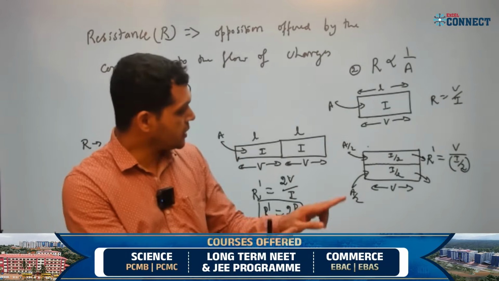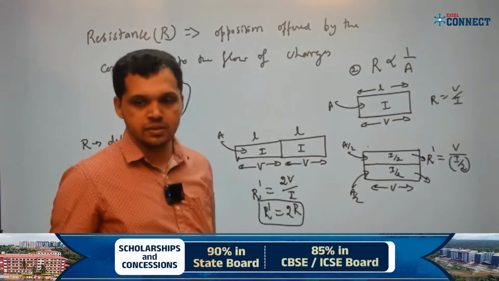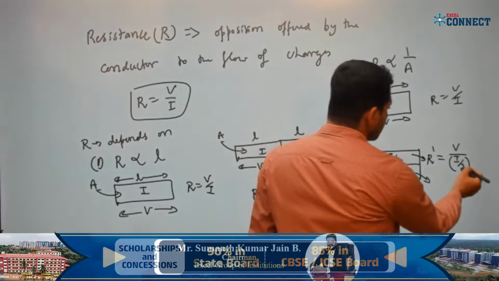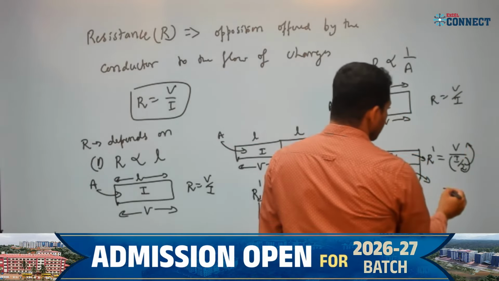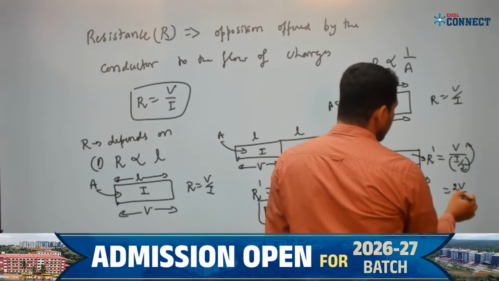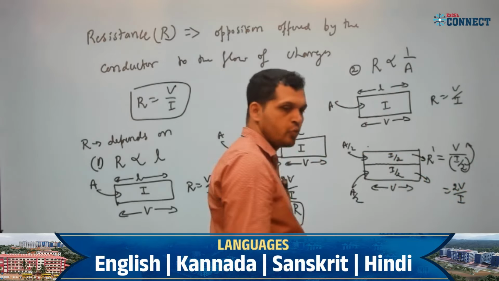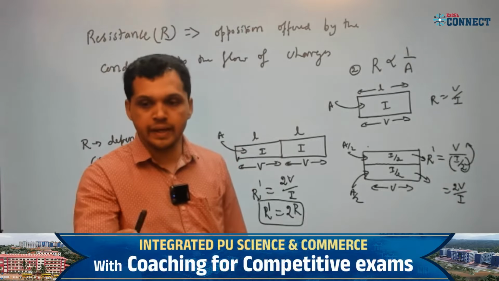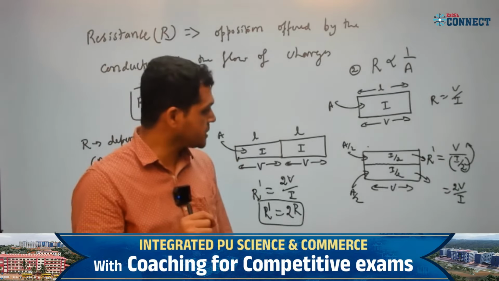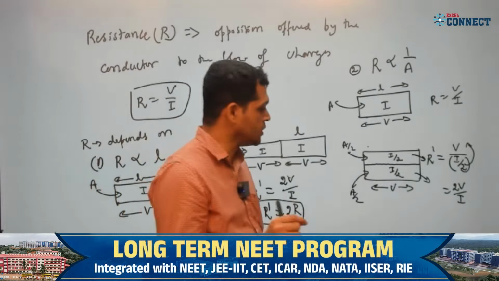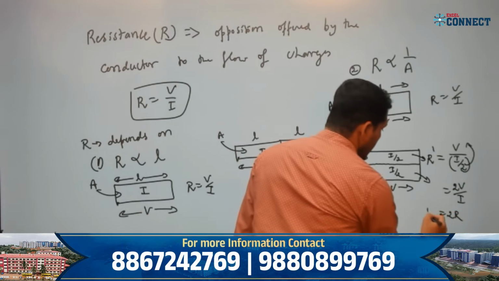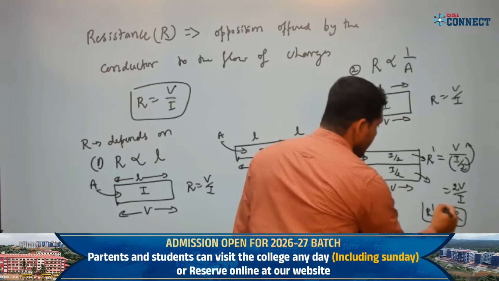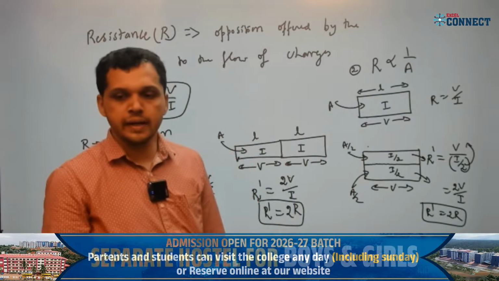Now what can I do? I will take 2 to the numerator. Then we get 2V divided by I. What is V by I? V by I is the resistance R, so we get 2 times resistance. R dash is equal to 2 times R.